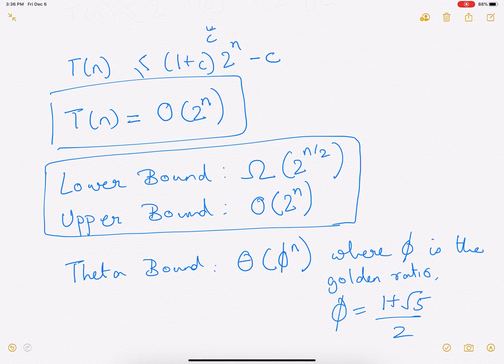But there is also a theta bound for this problem, the Fibonacci series, and that is given in terms of the golden ratio. With this, I'll conclude this video. So we studied recursion and how to compute the runtime of recursion in this video. In the next video, we'll study how to use the master theorem to find out the runtime of recursive algorithms which have a particular form.